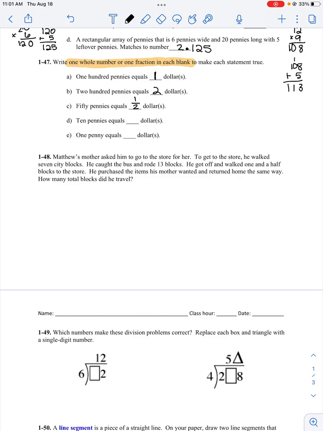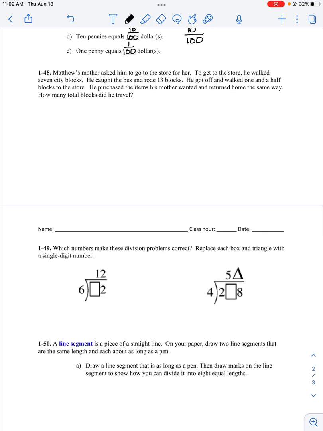10 pennies equals blank dollars. Now, I could think of this in different ways. I could say, well, it's 10. I know $1 is 100 pennies. So I could write 10 over 100. I could simplify that, but 10 over 100 will work. 1 penny equals blank dollars. Well, it's 1 out of 100. Okay, this 1/2 here would also be 50 out of 100, which is half.